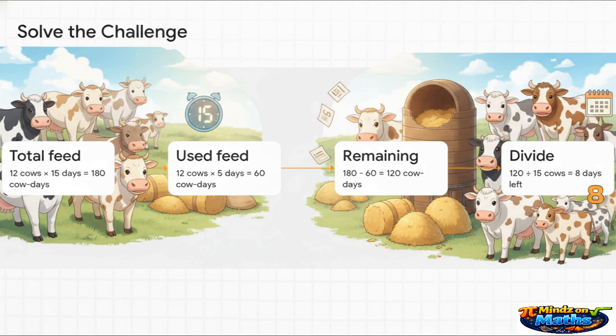Step 4, the farmer buys 3 more cows, bringing the total herd up to 15 cows. And finally, step 5, we divide the remaining 120 cow days of feed by our new total of 15 cows. The remaining feed will last exactly 8 days. If you got that right, congratulations, you have officially mastered proportions.